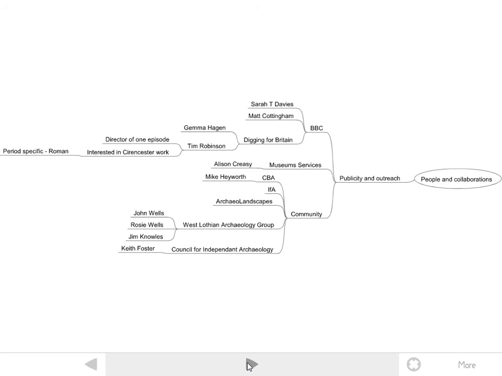We're also continuing to look at publicity and outreach, and we've been in contact with a number of people at the BBC, the local museum service, and the archaeological community, so the Council for British Archaeology, the IFA, and Archaeolandscapes, which is a large European project. Because of the workshop we've also been in contact with the West Lothian Archaeology Group and the Council for Independent Archaeology.